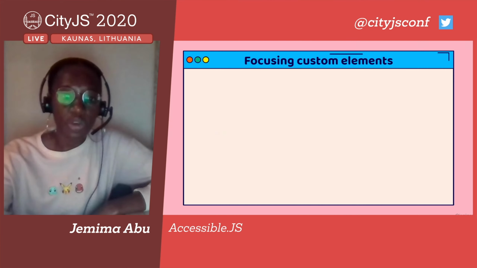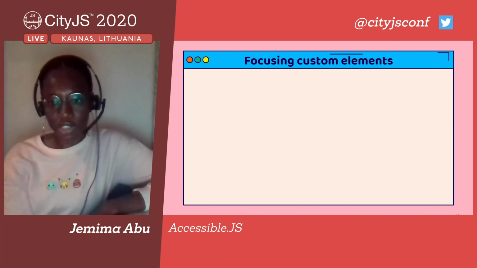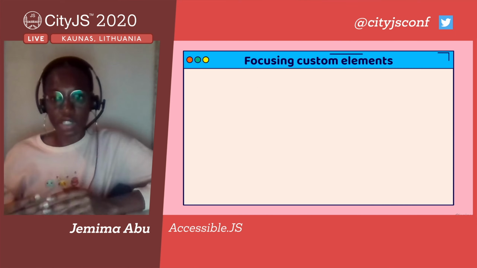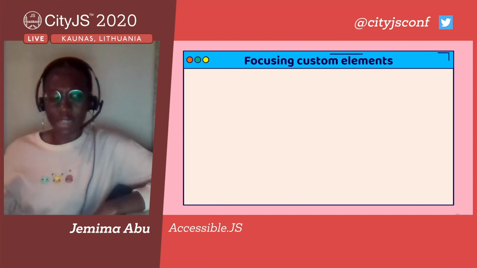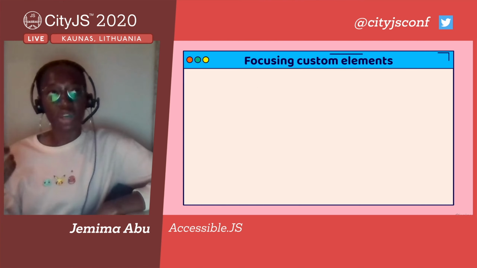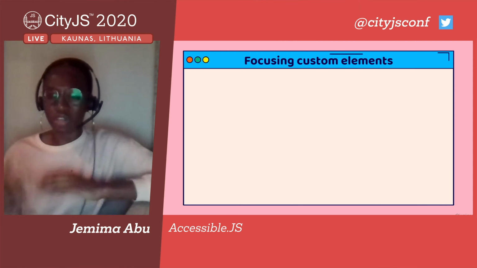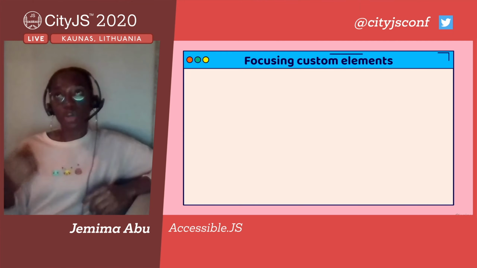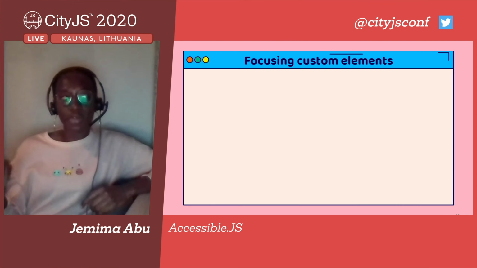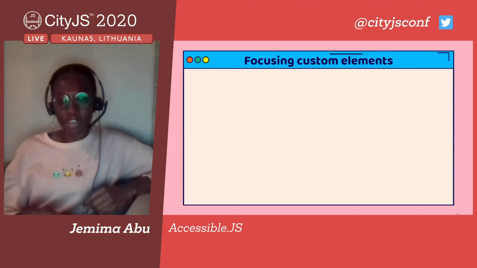So now, if you want to focus a custom element in JavaScript, and I do know that a lot of times we end up building custom elements because sometimes, especially with React applications, you can't get a native element that can do what you want. If you're trying to build a custom dropdown, for example, we end up building our custom elements. But the catch is when you build a custom element, even if you set your ARIA roles and everything, you are missing out on a lot of the inbuilt native features.